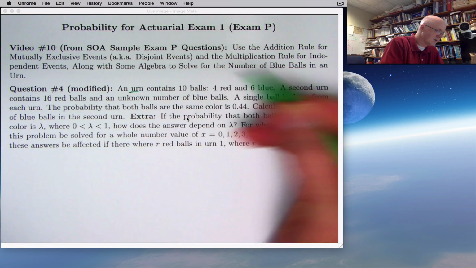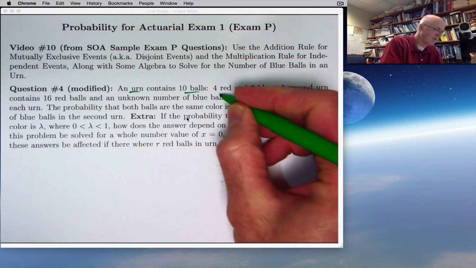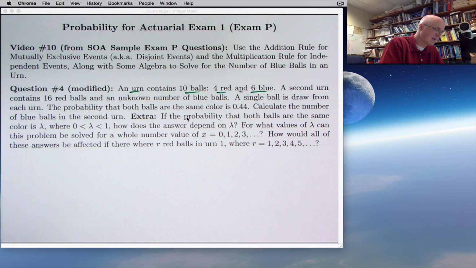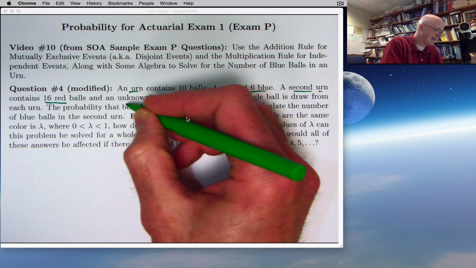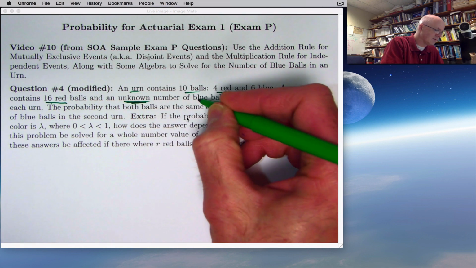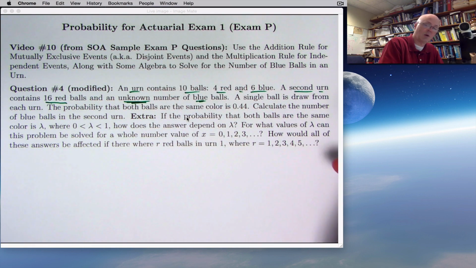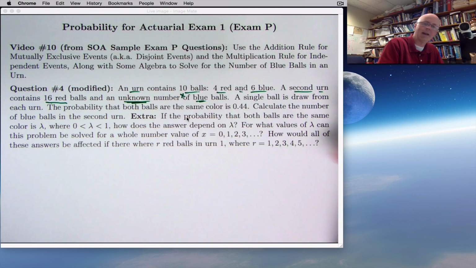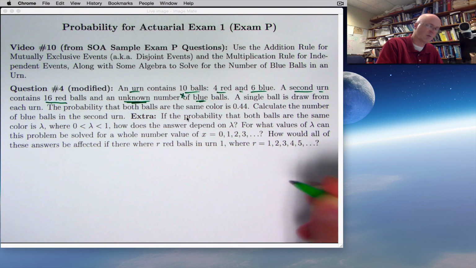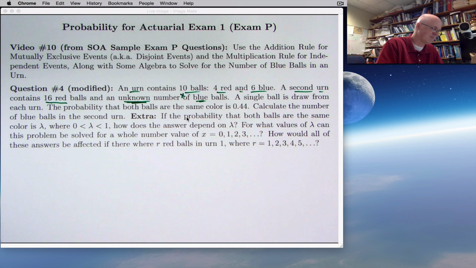So you've got an urn, the first urn, containing 10 balls, 4 red and 6 blue. And then a second urn that contains 16 red balls and an unknown number of blue balls. Okay, and that unknown number is what we're going to want to solve for. I'll go ahead and right away call it x here. An unknown number x of blue balls, and we'll be solving the problem for x.